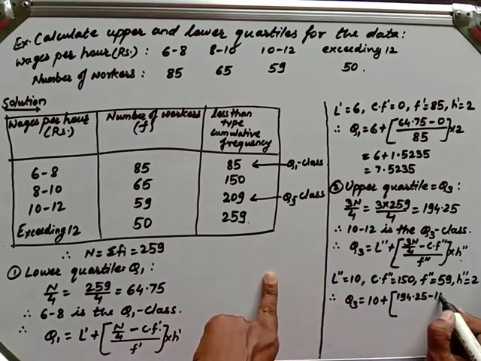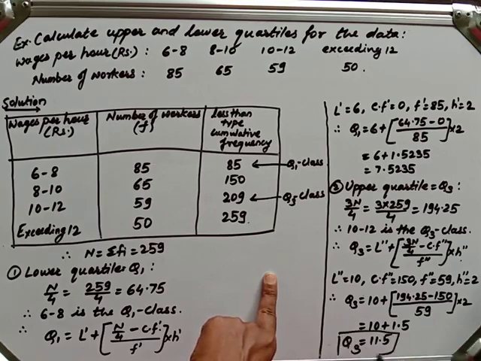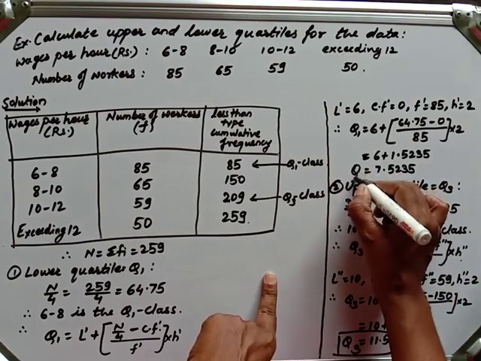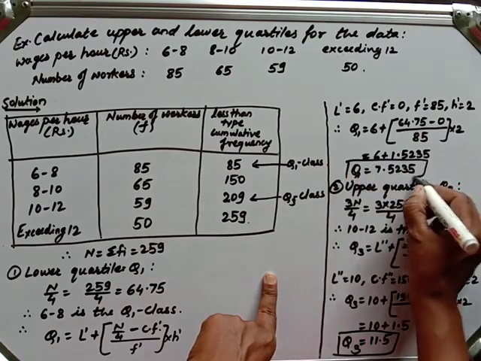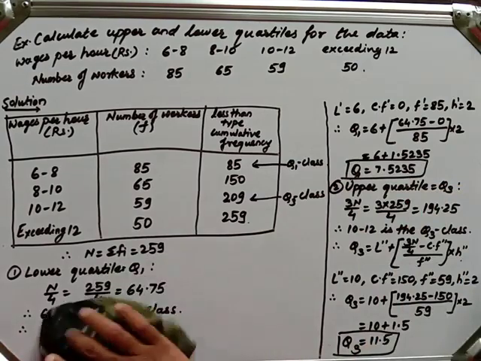194.25 minus 150 upon 59 multiplied by 2. So it will be 10 plus, here we get 1.5. So it is 11.5. So as such we have determined the lower quartile as well as the upper quartile. Fine. So this is the lower quartile and this one is the upper quartile. Now let us go for the next example.